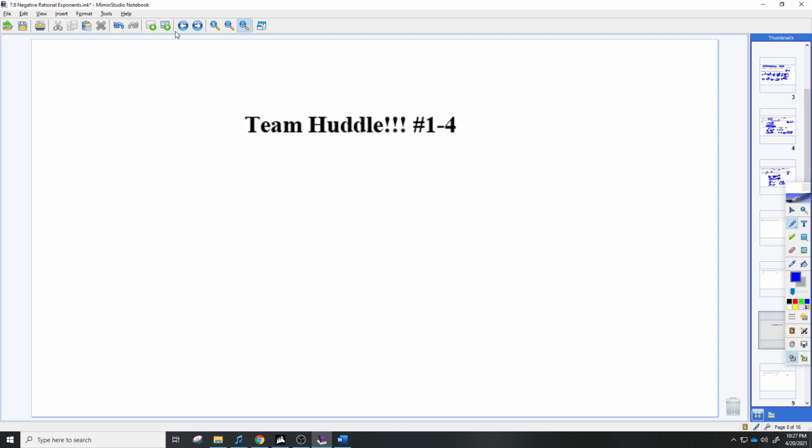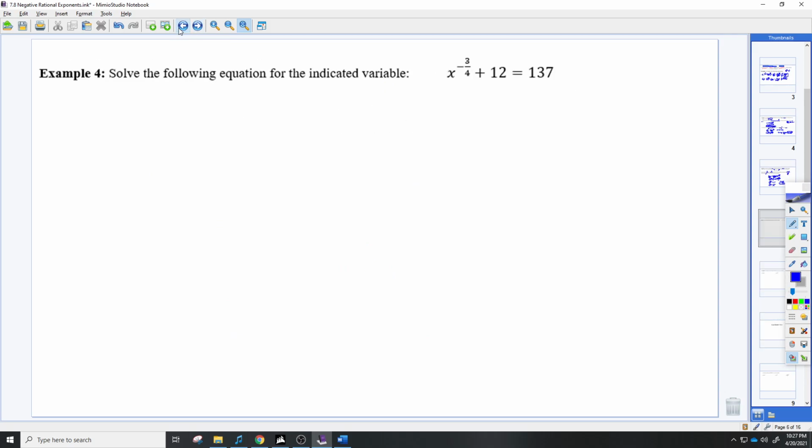All right, we have 2 left, and the rest are for you to try. Just another basic one of solving it, which we already did with some word problems, so this should be even easier. So solve the following equation for the indicated variable. Okay, so we're going to get rid of the exponent. We're going to get rid of this number here. Let's go ahead and get rid of the 12. We're going to subtract 12 on both sides. That goes down. We get x to the negative 3 over 4 equals 125.